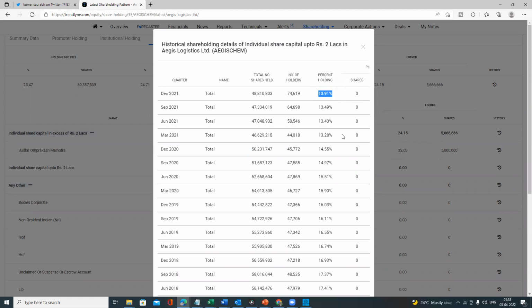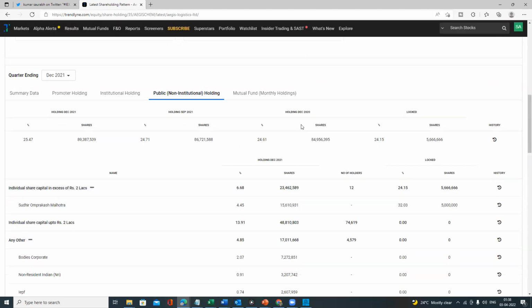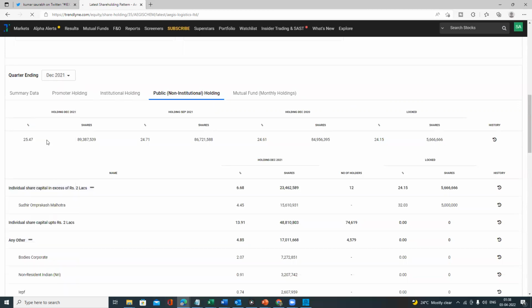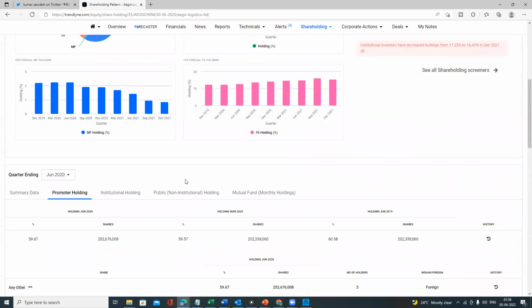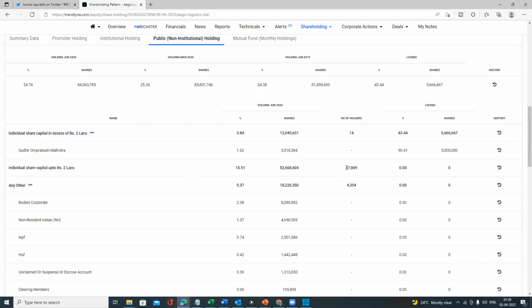But here you are not able to see the count of shareholders, because many times when distribution happens, it is distributed to lots of people through a small amount of shares. So here you have seen the count for December is 74,000. If you want to know the count for some previous quarter, let's say June 2020, you click on June 2020, go to public non-institutional, and you can see here 48,000. So even though the retail shareholder count has increased from 48,000 to 72,000, the overall holding has decreased.